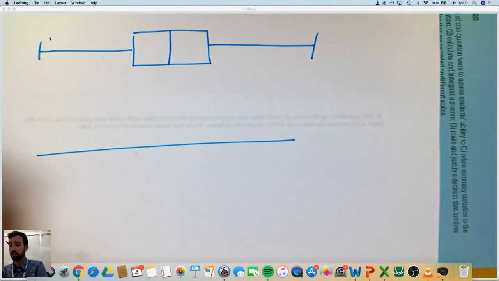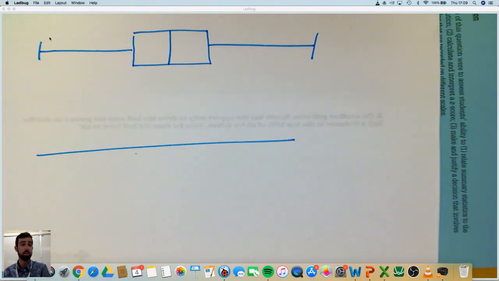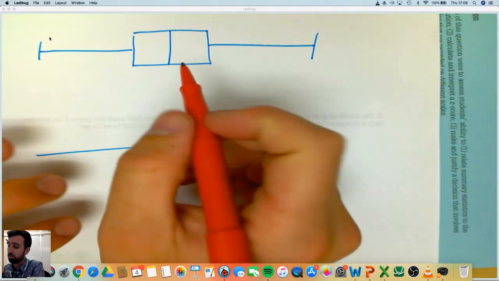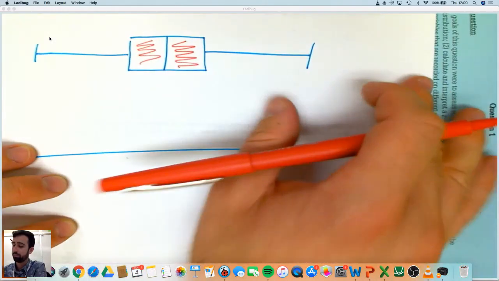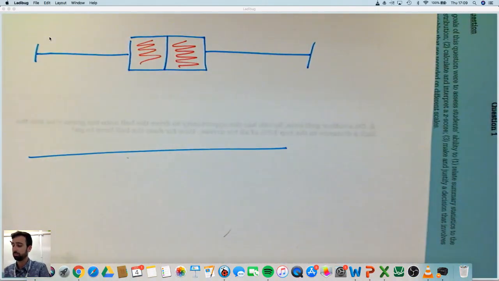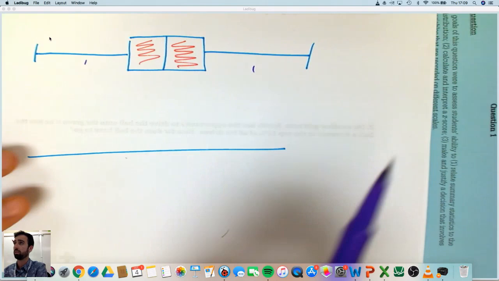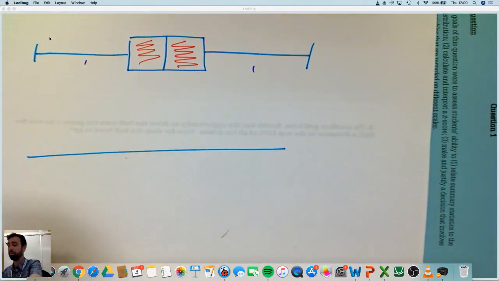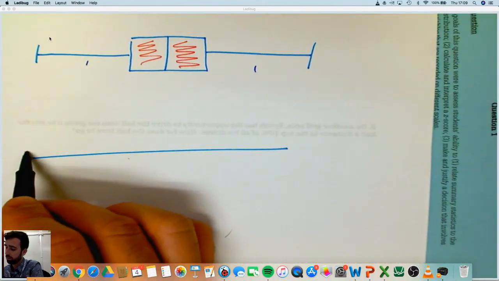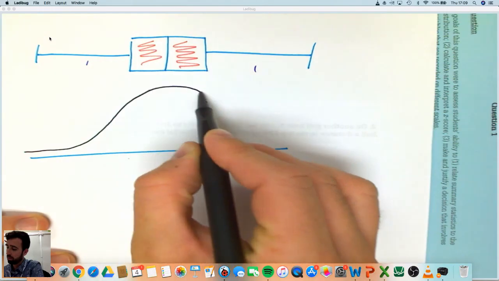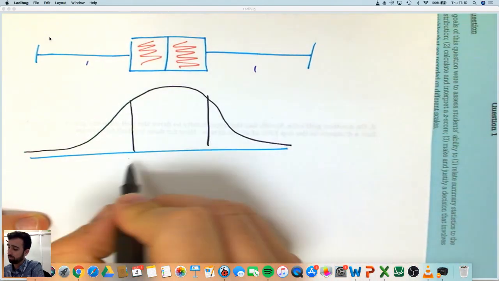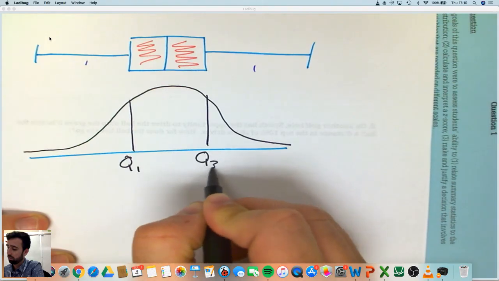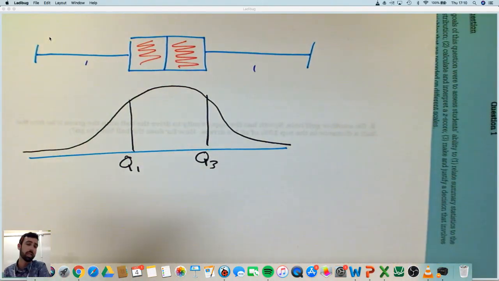Now notice not every section is the same, right? Most, or 50% of our data, the middle 50% is less spread out than the tails, right? And that's good, because if we have a normal distribution, most of our data is in the middle, right? Between Q1 and Q3. Or it's less spread out, I should say, not most of the data, but it's less spread out.